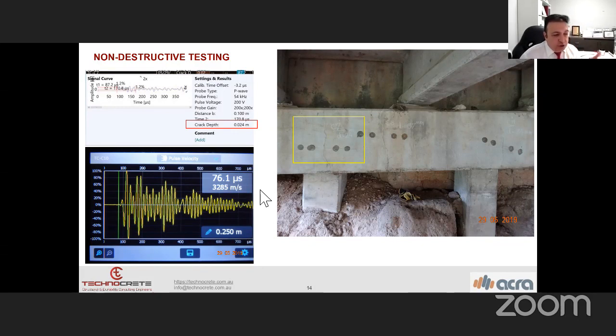Then it shows us a not very good concrete. I mean, from 2,500 is the lower quality, and the upper limit is 4,500 meters per second. If we have around 4,000 to 4,500, that is a good quality concrete, but 3,000 is like a fair quality concrete.